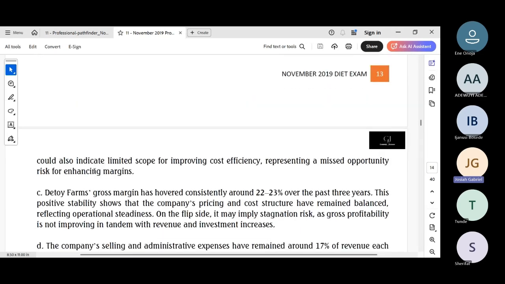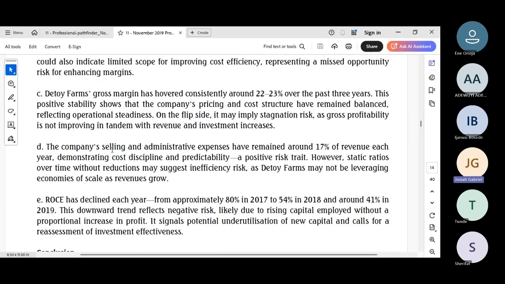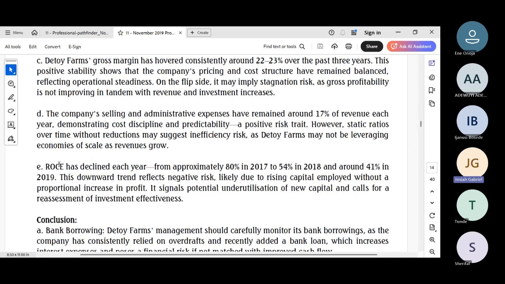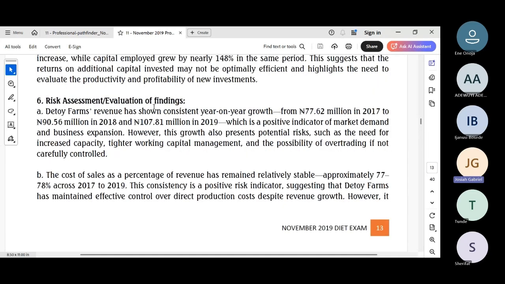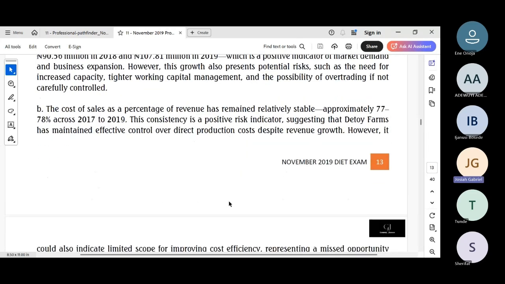We also spoke to gross margin. We also spoke to selling and distribution. We also spoke to ROE from a risk perspective. So once you give 4, share some 4 thoughts on what generally has happened in your findings. You pick your 4 marks.